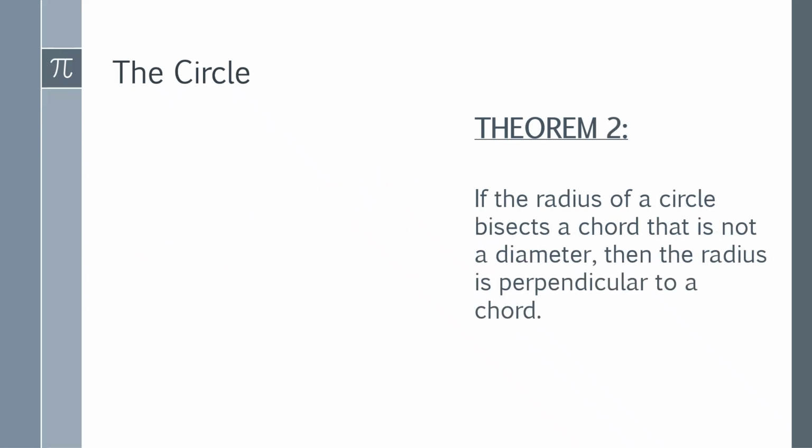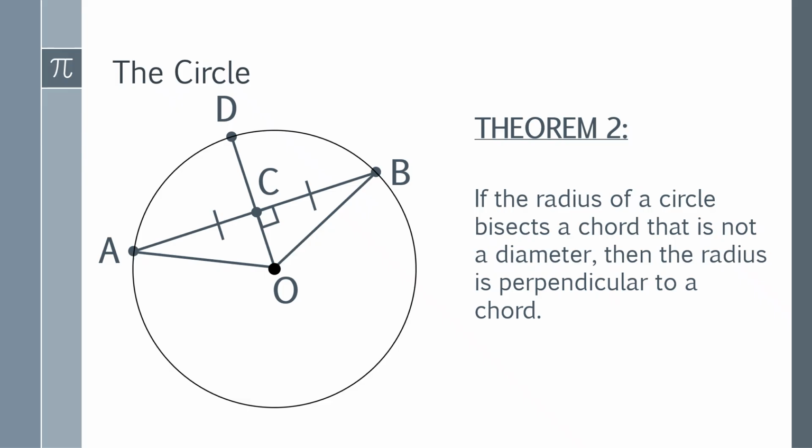Let's go to theorem number 2. If the radius of the circle bisects a chord that is not a diameter, then the radius is perpendicular to the chord. So this is the converse of theorem number 1. Again, if the radius AB bisects a chord which is DO, then the radius is perpendicular to the chord, or chord AB is perpendicular to chord DO. I hope that you get this.